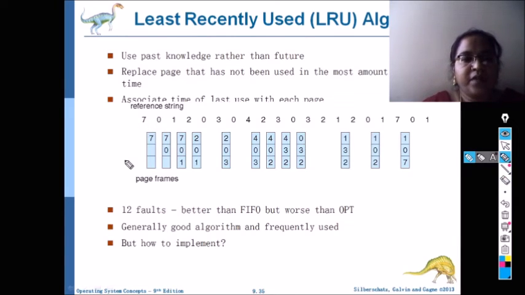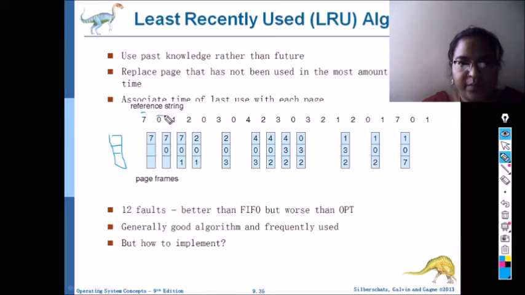So now we again begin with the same thing. We begin with 3 frames, so empty frames. With pure demand paging, no page is existing in the memory. So 7, there is a page fault, because it is not there in memory, so we have brought 7.